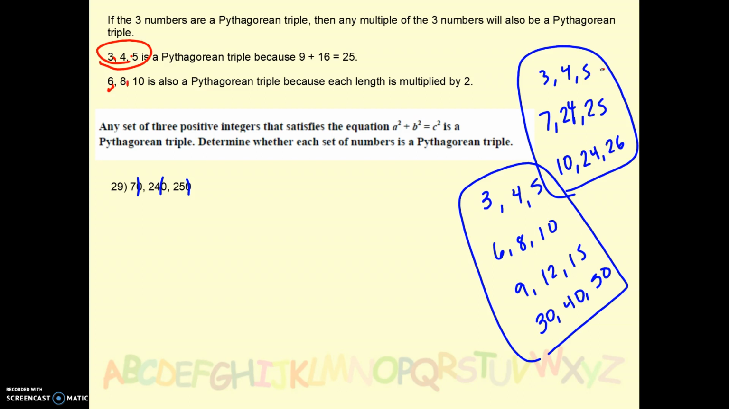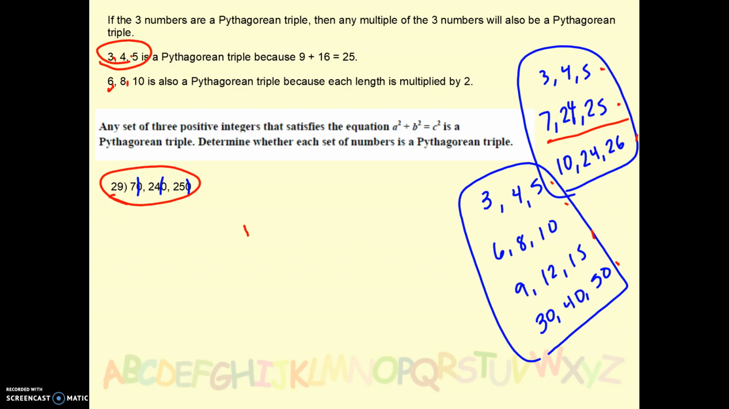So some common ones are like 3, 4, 5; 7, 24, 25; 10, 24, 26; and then the derivatives of 3, 4, 5, right? Definitely those are going to work. These are the ones that you're going to see the most often. So if you look at this one down here, 70, 240, 250, if you knock off the zeros, it goes right back to 7, 24, 25, which is one of our original triples. So if you memorize these, obviously you can plug into the Pythagorean theorem and you'll always be able to tell if it works. But if you memorize the triples, it kind of saves you some time.